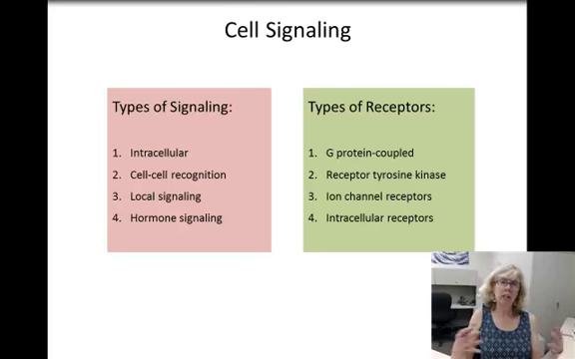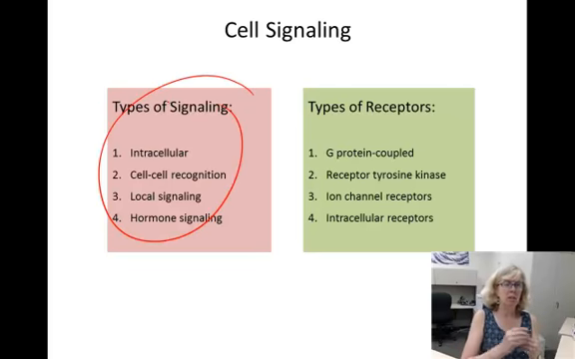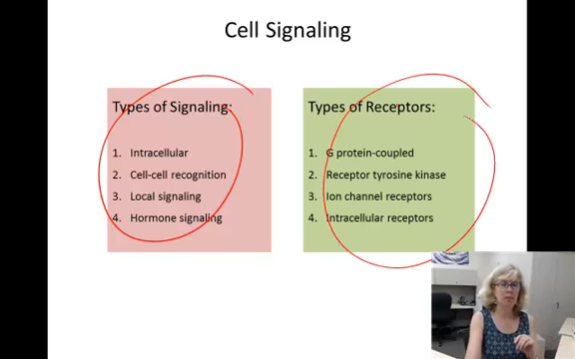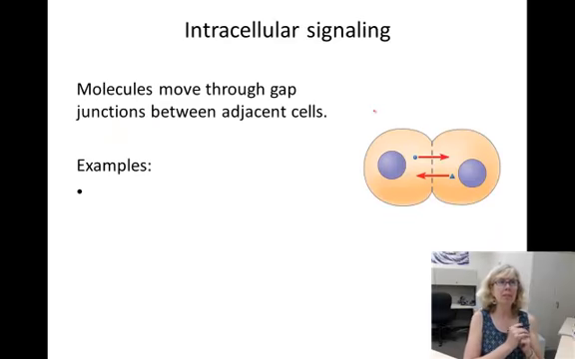Now that you've got a grasp on what's inside a cell, let's think about how cells interact with each other. Cells can talk to each other in 4 different ways. We'll talk about these first. When cells signal each other from a distance, there are 4 different types of receptors used, and we'll talk about those last. The first type of signaling is intracellular.